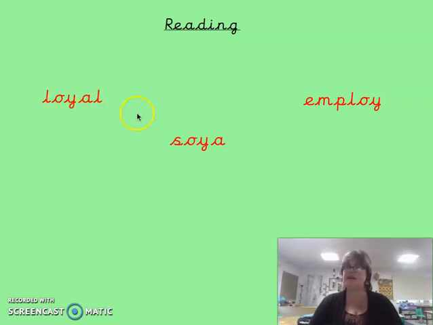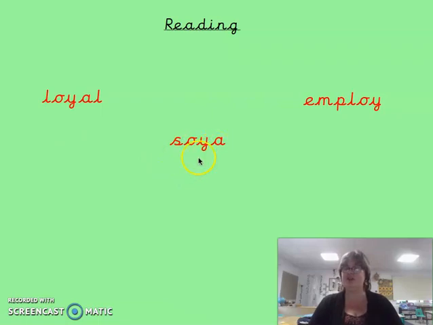Now if you sound that slowly, you're really not going to hear the word. You need to go faster and we need to start blending from the beginning. So loy, loya, loyal, loyal. Can you hear how blending from the beginning and merging those sounds together makes it easier to find the word? Let's try the next one.